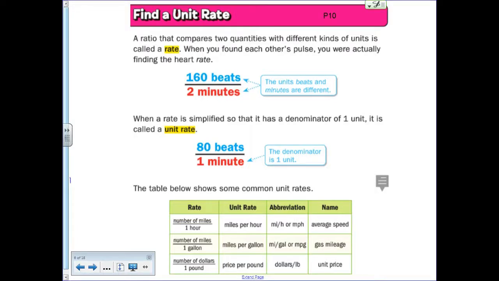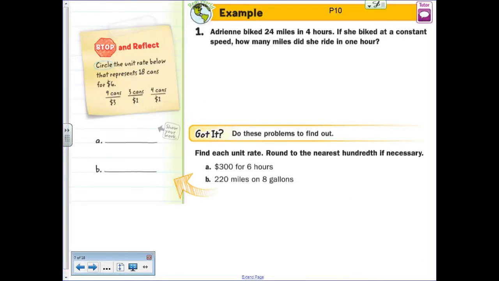All right, now that we are done with our unit on algebra, we are going to go back in the book, all the way back to chapter 1. We're going to start here in chapter 1, lesson 1 on page 10. Let's go to example 1.